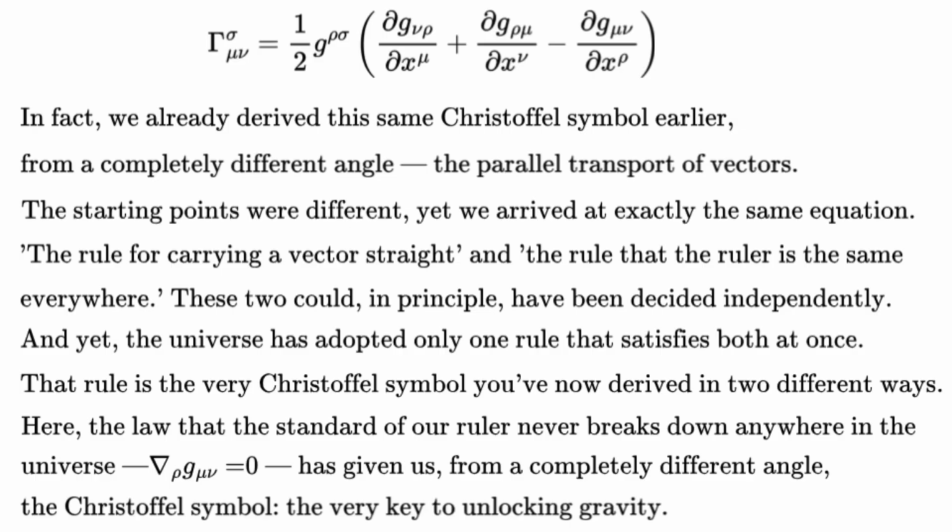These two could, in principle, have been decided independently. And yet the universe has adopted only one rule that satisfies both at once. That rule is the very Christoffel symbol you've now derived in 2 different ways. Here, the law that the standard of our ruler never breaks down anywhere in the universe, nabla rho g mu nu equals 0, has given us from a completely different angle the Christoffel symbol. The very key to unlocking gravity.